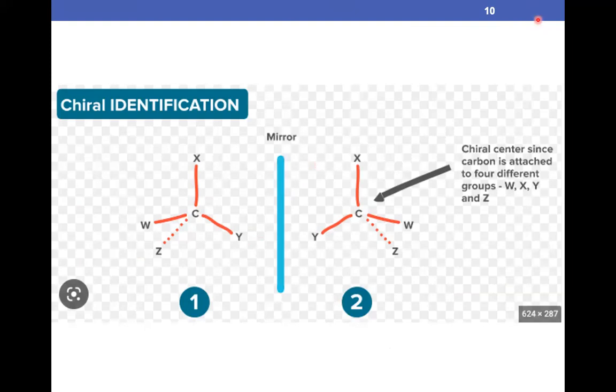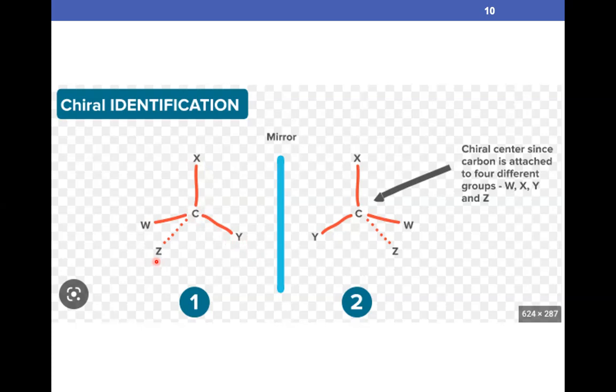This is so important. A chiral carbon is a carbon that is attached to four groups, and all of those groups have to be different. Okay, so you can notice this carbon over here is attached to four groups, and each group is different. Both of those criteria have to be met for something to be a chiral carbon. Okay, that's really important. Make sure you got that in your brain right now.